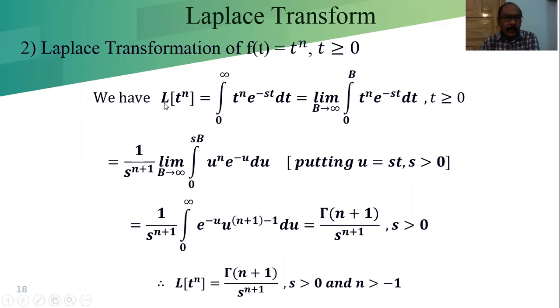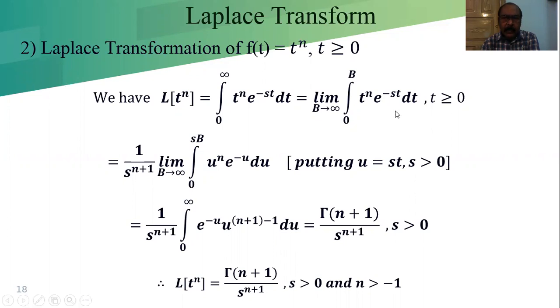And next, Laplace transformation of t to the power n is equal to integral from 0 to infinity of t to the power n e to the power minus st dt. This is an improper integration. So in place of the infinity, we can take b and the limit b tends to infinity. So our integration is from 0 to b of t to the power n e to the power minus st dt, t greater than or equal to 0.